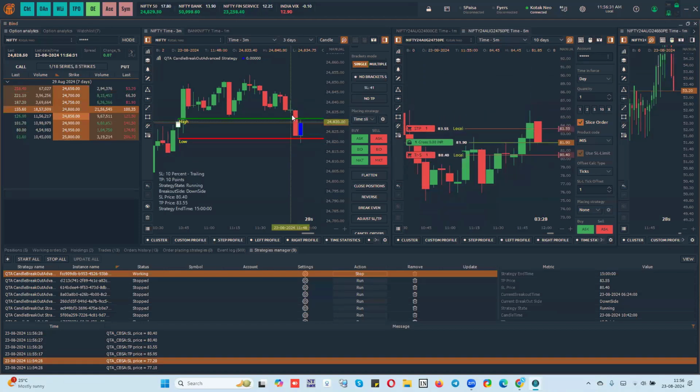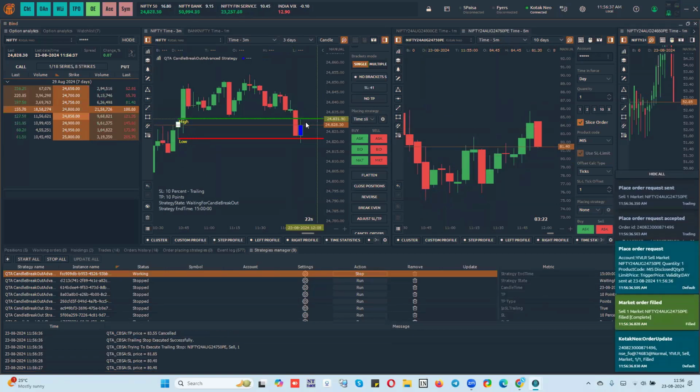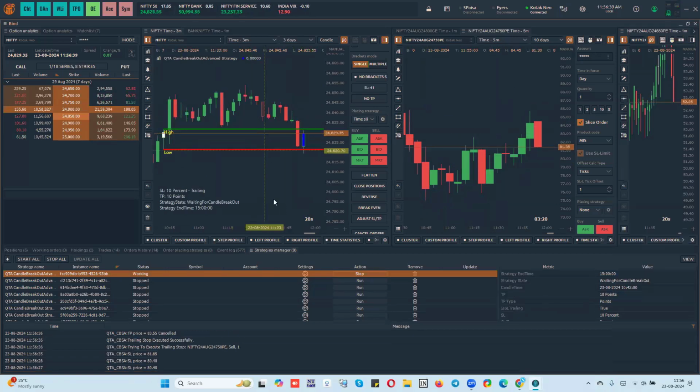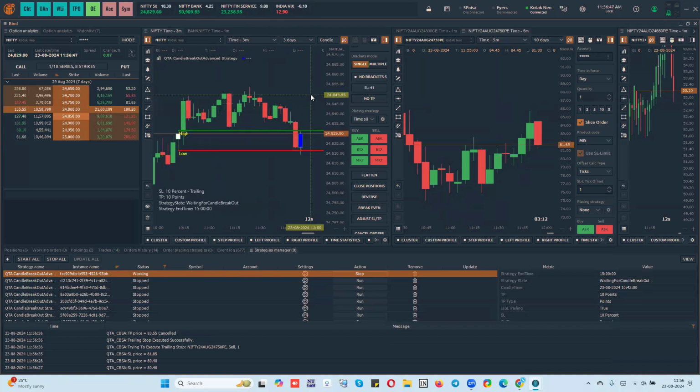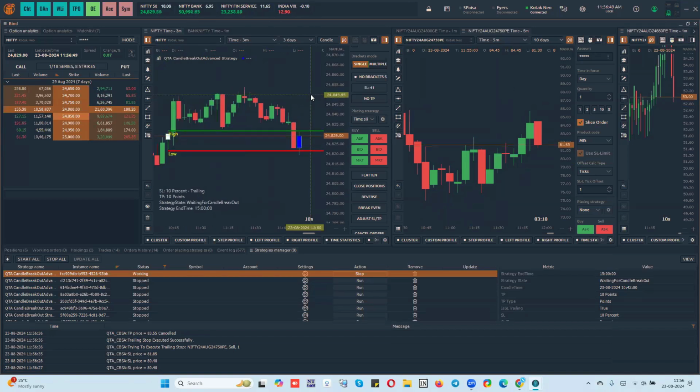So now I want to show, I will exit this particular trade quickly because I want to show the other side of the trade as well. So now that we have selected both the sides, if the market breaks on the upside, it will also do a buy trade in the call option as well. Okay. So let's see whether that happens. Because now I do not have any position, it will take a trade on the other side as well.